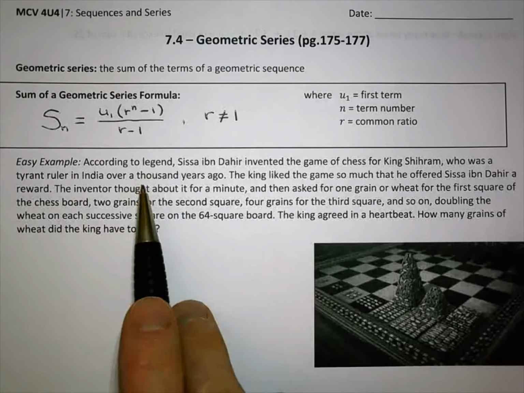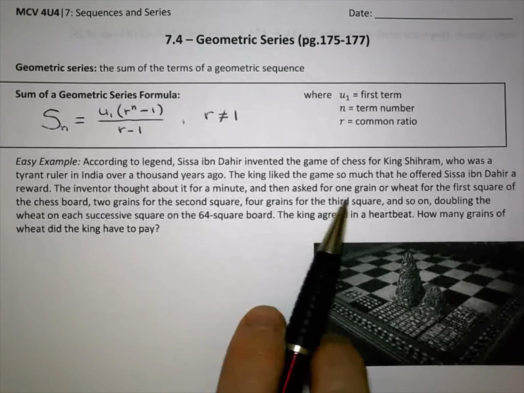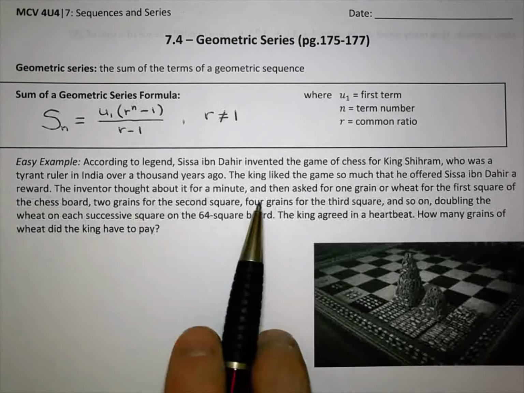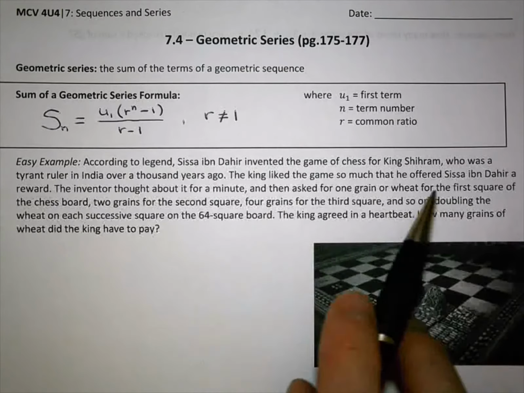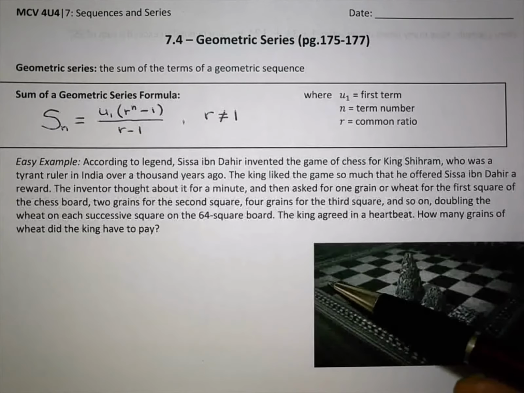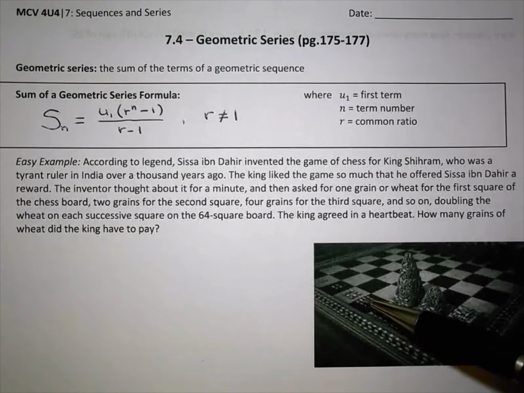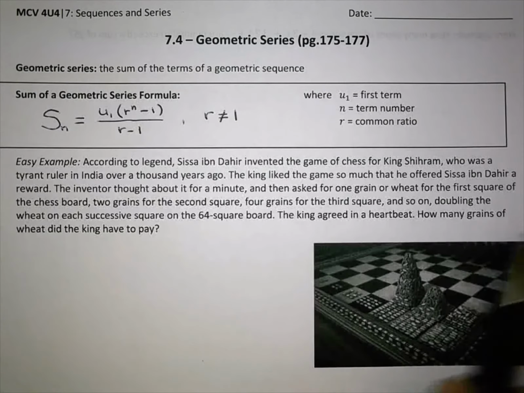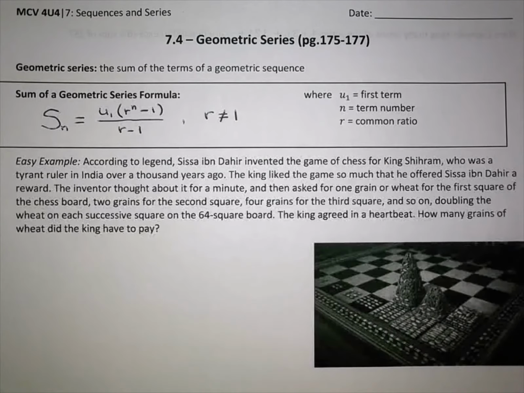He said, okay, well, I would like 1 grain of wheat for the first square on the chessboard, 2 grains for the second square, 4 grains for the third square, and so on. So each square, I want to double the number of wheat grains that I receive. And remember, this is a chessboard, so there are 8 times 8 squares, so 64 squares. The king was like, oh, this sounds like nothing. And he's like, for sure, I'll pay you that wheat. So the question is, how many grains of wheat did the king have to pay?